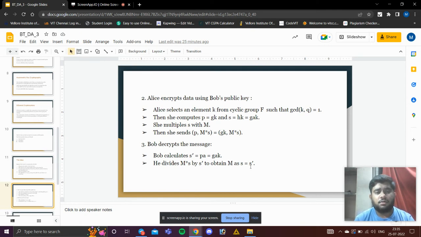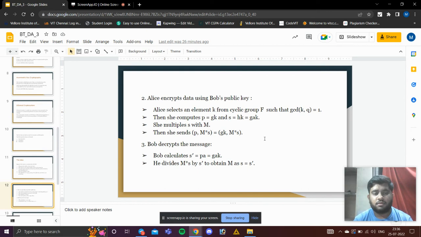The second step is Elise encrypts data using Bob's public key. So she basically selects an element K from cyclic group F such that the greatest common divisor of both of them, K and Q, is 1. Then she computes P and S by the following formulas: G^K and H^K, which is also G^AK, we may say. Both of them will be equal only. She multiplies S with M. Then she sends the pair P comma M times S, or we can say G^K comma M times S.